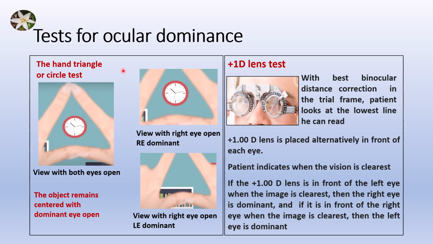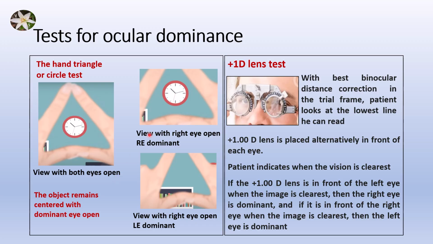The hand triangle one being simpler, of course, you don't need anything for that. With your two hands, you make a triangle and look at any object through this triangle so that the object is placed in the center of your vision with both eyes open. Then you close each eye alternately and see what happens.